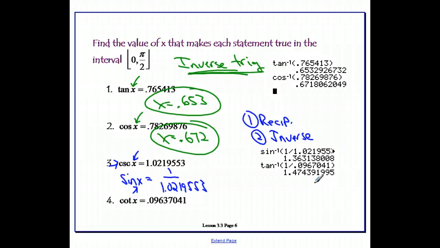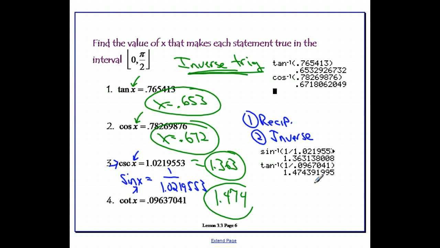Let's just record our answers here. 1.363 radians and 1.474 radians. And again, if you look at how I punched those in the calculator, you can see we did the reciprocal first, and then the inverse came second, because you work inside the parenthesis, then outside the parenthesis. And very important you do it in that order, otherwise you're getting an error. Tangent inverse, you won't get an error, you'll just get a wrong answer, which is probably even worse, because at least if you get an error, you know you've done something wrong.